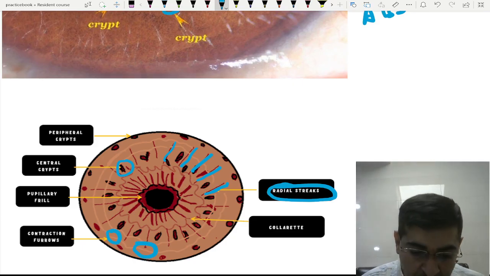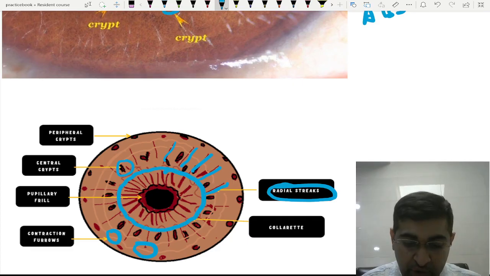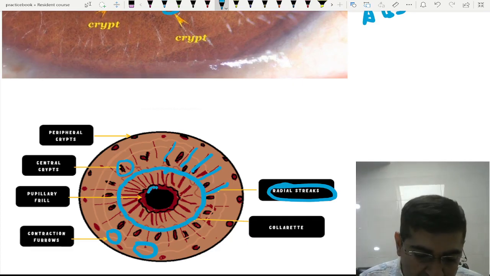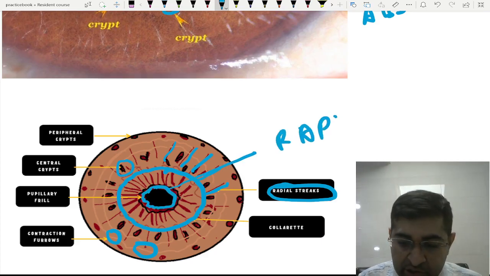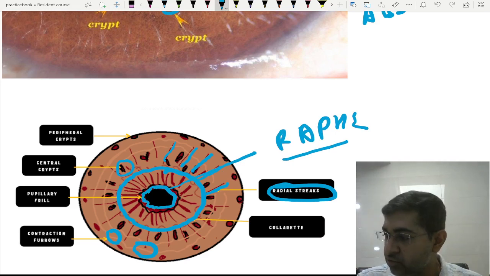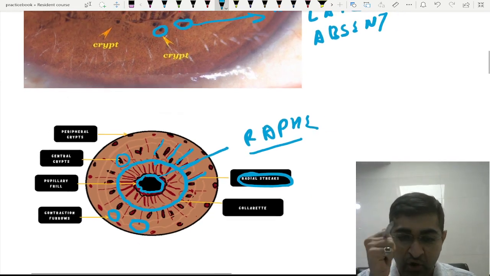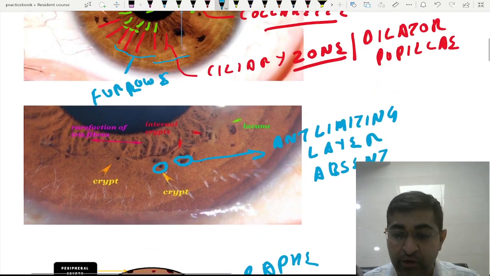And please remember, can you appreciate this zone is your pupillary zone, and the peripheral part is the ciliary zone. And what is this? This is known as the pupillary raphe, pupillary frill, right? All right, so this is about your iris.